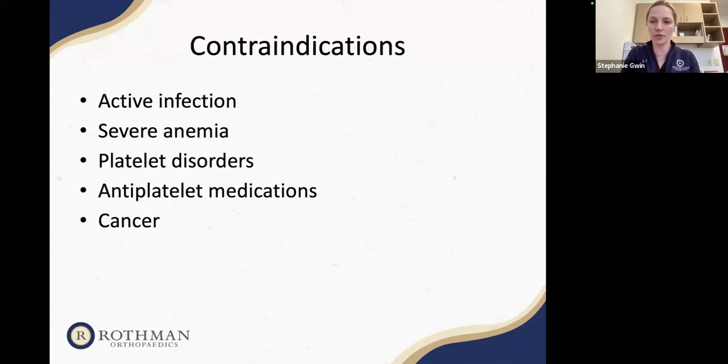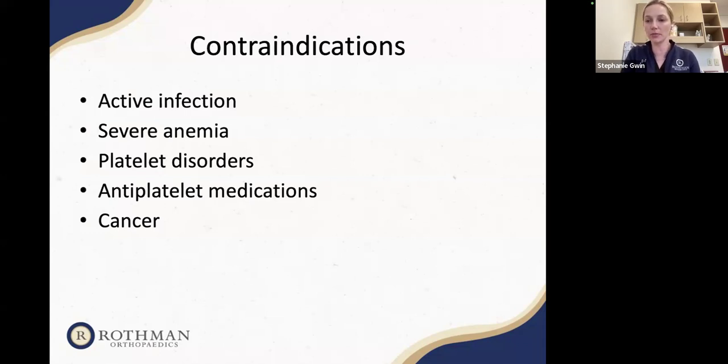So contraindications are similar to any other injection. If there's an active infection in the area, certainly if you have a skin infection, we don't want to introduce a needle, introduce bacteria into the joint, which can create a problem. Anemia, so blood kind. We are doing a blood draw to do the injection. So if you're anemic, we don't want to be taking more blood out of you. Certainly platelet disorders, so issues with platelet clotting, low platelet count are all reasons we might pause before performing PRP.